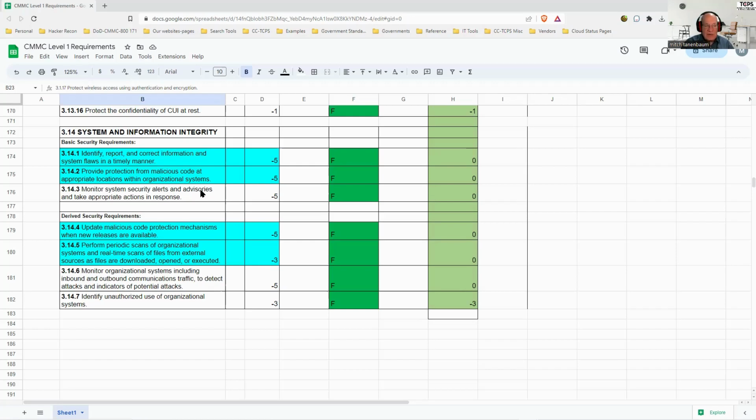For that software I just talked about, .4 says you're going to update that regularly. And .5 says you're going to perform periodic scans of the systems and real-time scans of files. Well, most of this endpoint detection and response software will automatically do that. There's not anything you need to do to cause that to occur. So these are the 17 controls that are required for CMMC Level 1.